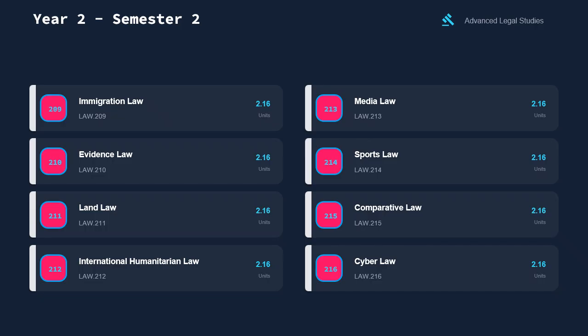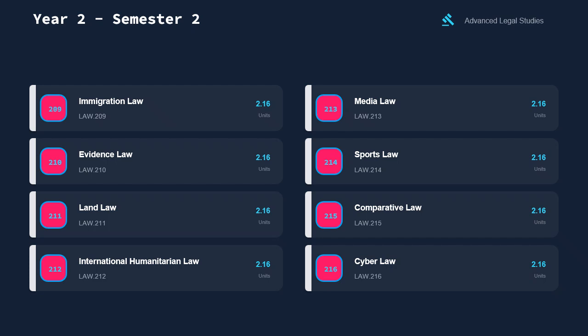States must implement IHL domestically. Legislation, criminalizing war crimes in national law. Training, military instruction on IHL. Advisors, legal advisors in armed forces.